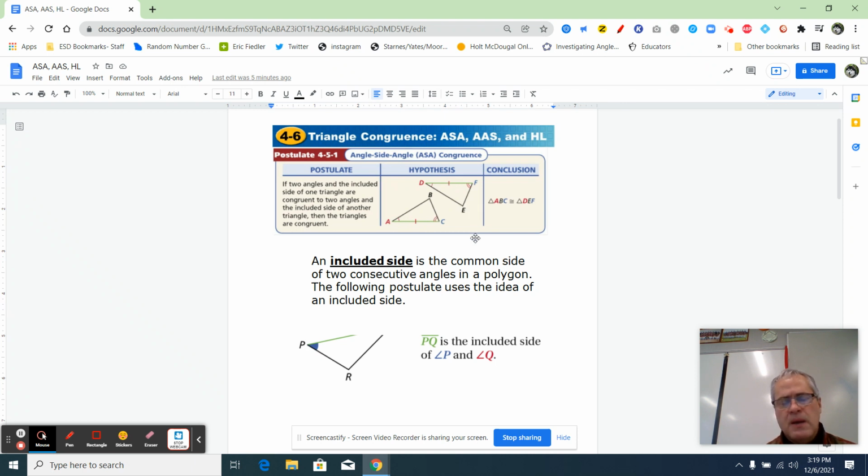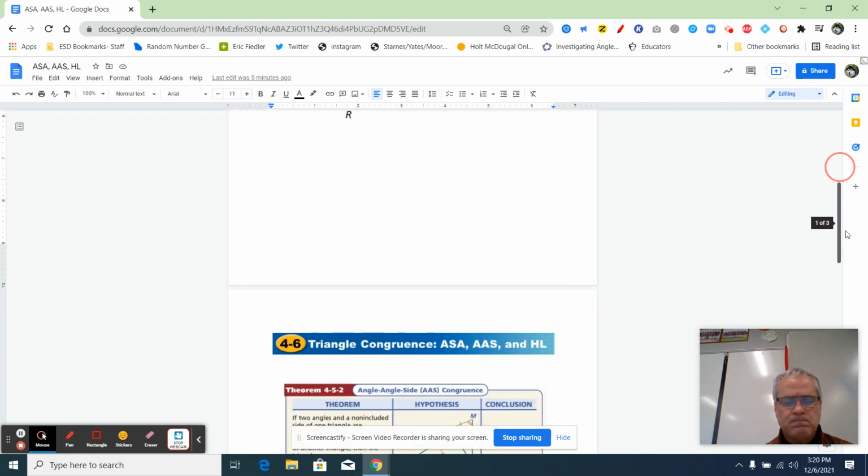So any type of theorem that has one side and two angles is going to be a theorem or a postulate that we're going to be able to use to prove triangles are congruent. So an angle side angle, that side has to be included. Now go to the next one.